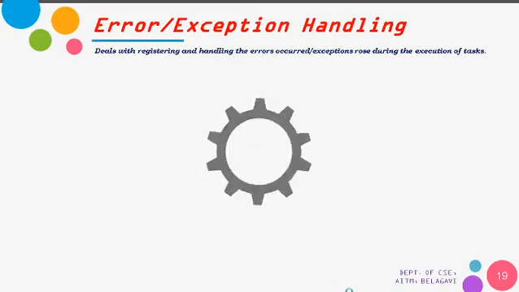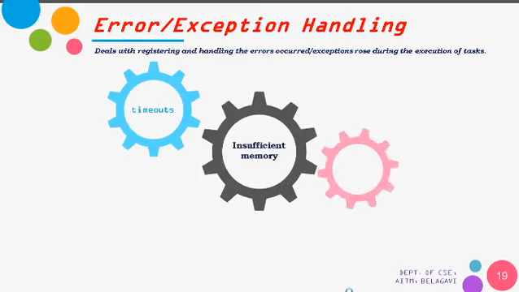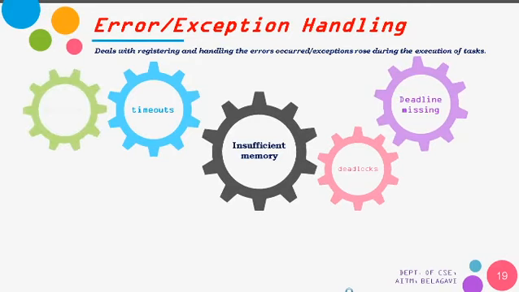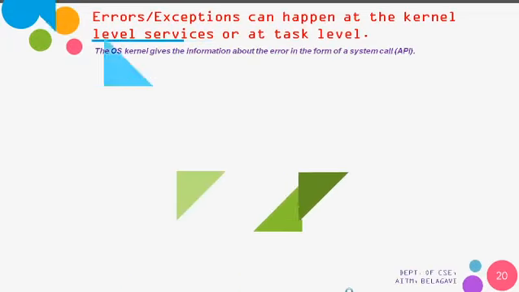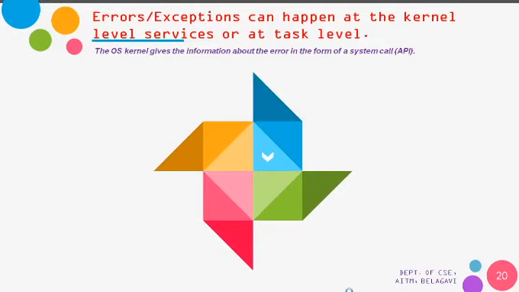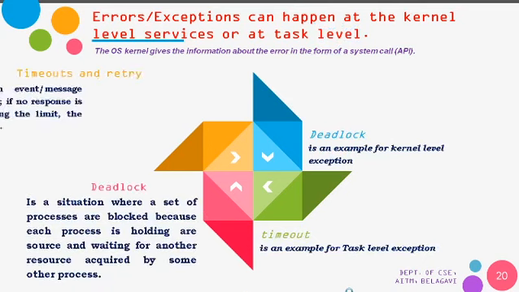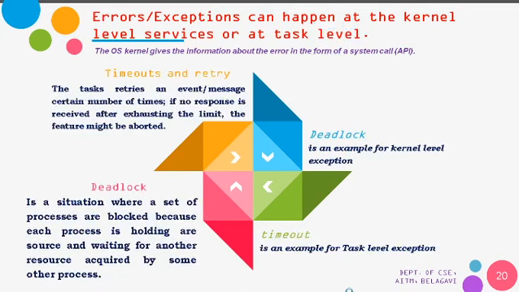Now going to error or exception handling, which deals with registering and handling the errors that occur during the execution of the task. For example, insufficient memory, timeouts, bus error, divide by zero, deadlocks, deadline missing, and unknown instruction execution are examples of errors or exceptions. Error exceptions can happen at the kernel level, service level, or at the task level. The operating system kernel gives information about the error in the form of system calls, that is, APIs.